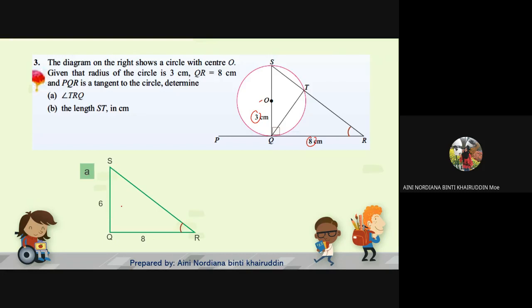You know that SQ equals 6 cm and QR is 8 cm. Then you can use trigonometric ratio. Tangent TRQ equals 6 over 8. So angle TRQ equals tangent inverse 6 over 8. You get 36 degrees 52 minutes. You can also give your answer in degrees.